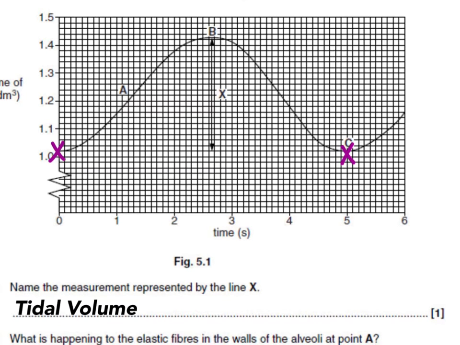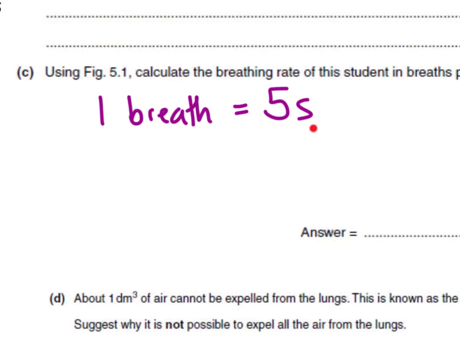Then you have to work out how long one breath took. So from 0 to 5. So they've made this one really easy, actually. Normally it can be much harder than this. They can give you harder figures to work with, but this one's nice and easy. We've just got 5 seconds. So one breath equals 5 seconds.